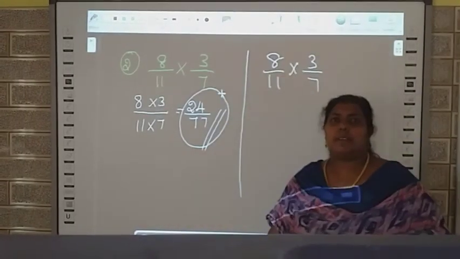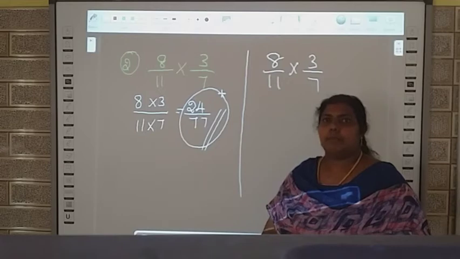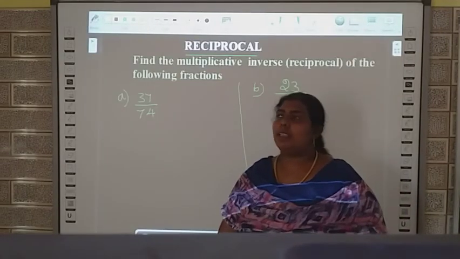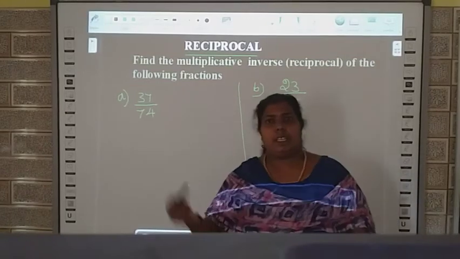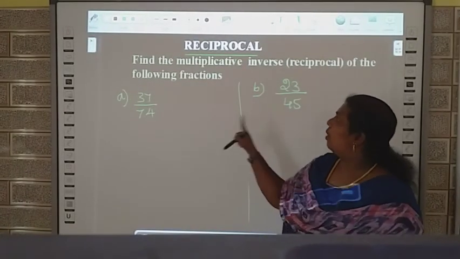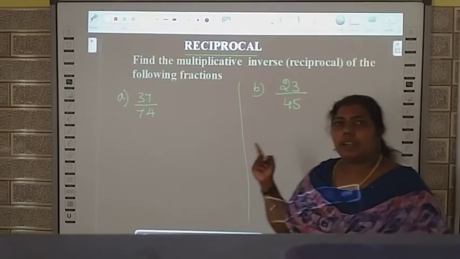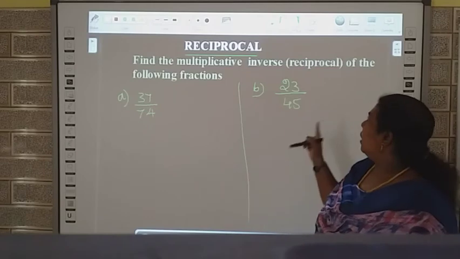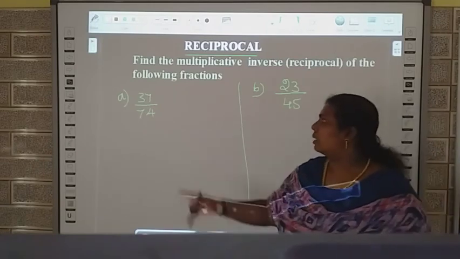24 by 77. Proper fraction. Understand? See, the next topic is reciprocal. It's the easiest one. Reciprocal, how to find. Here the question: find the multiplicative inverse. Reciprocal's another name is multiplicative inverse. Okay, multiplicative inverse of the following fractions.